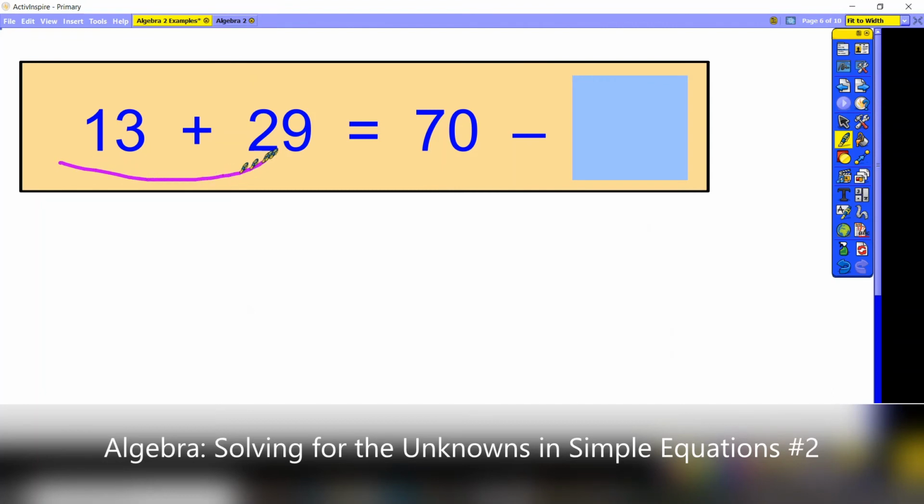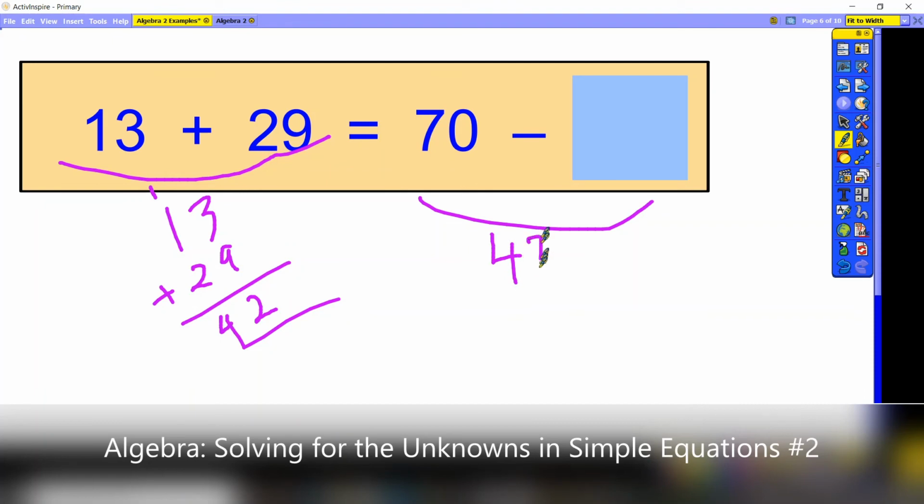So here we need to add these two together, 13 and 29. So remember, we are adding 3 and 9 is 12. 2 goes down, 1 goes up here in the tens column. Add the tens, we have 4 tens, so it's 42. So this side is supposed to be 42 as well. Now, if I want to get 42, which means 17 minus this number equals 42, which means this is the big number. Now I'm subtracting.